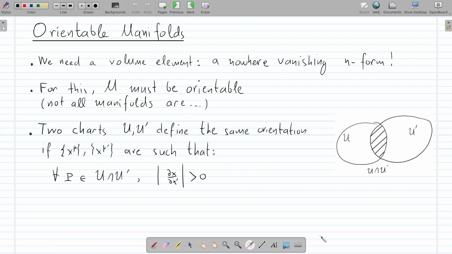Let's consider a manifold and two charts that have a non-trivial overlap, U and U prime, and their intersection here is a non-empty set. Let x^mu and x^mu prime be the coordinates in those two charts, and they are such that on the intersection of the two sets U and U prime, the Jacobian is positive. We will say that those two charts define the same orientation on the manifold. Now, whether this is positive or negative, this is a convention.